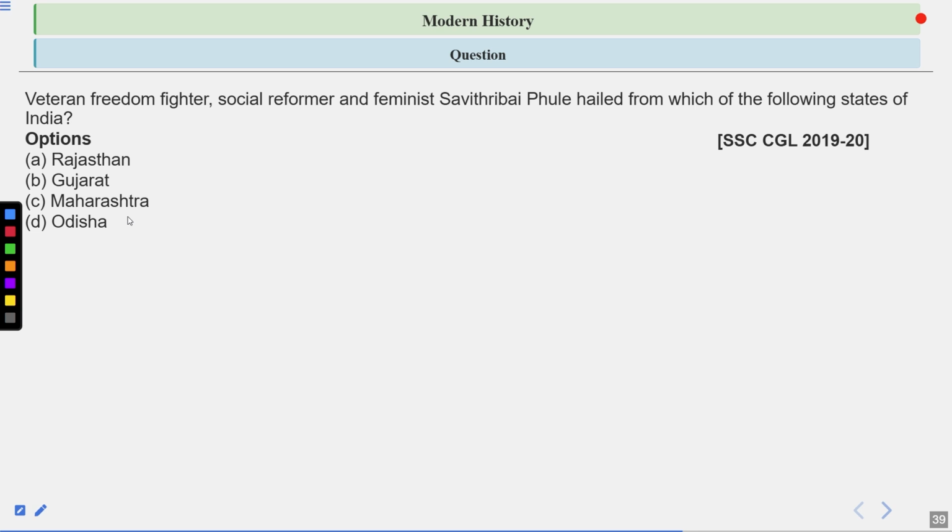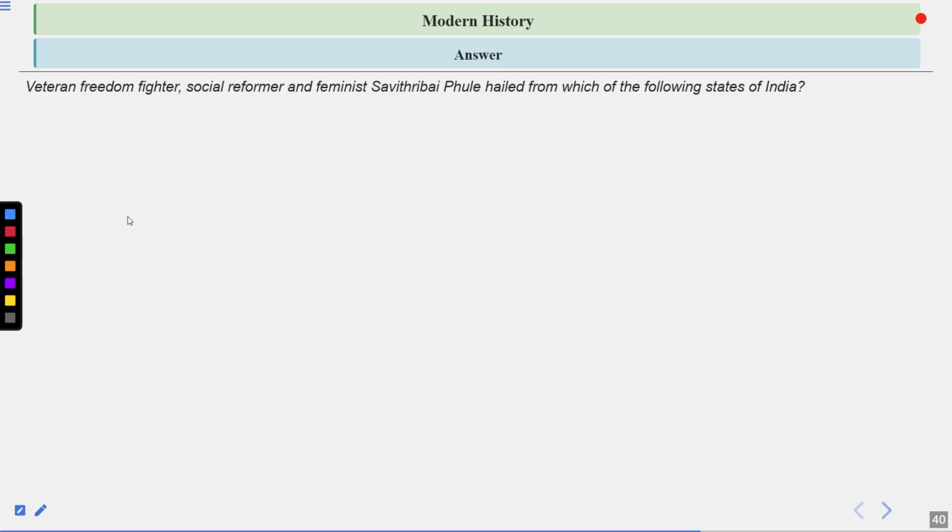Next question is veteran freedom fighter, social reformer, and feminist Savitri Bai Phule hailed from which of the following states of India? Options are Rajasthan, Gujarat, Maharashtra, Odisha. To answer, 10 seconds are there. Time starts now. Time's up. Correct answer is C. Maharashtra.